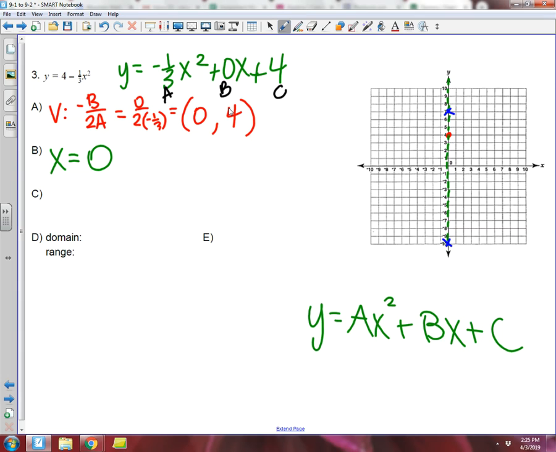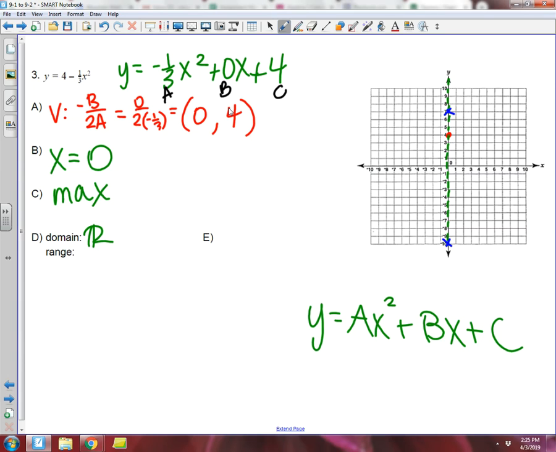All right, does this thing have a max or a min? It has a max, so that's my answer to letter C. Can you tell me the domain? The x's to the left and to the right. What happens to this thing? So it is all real numbers.